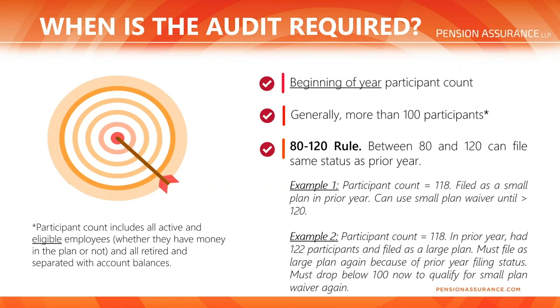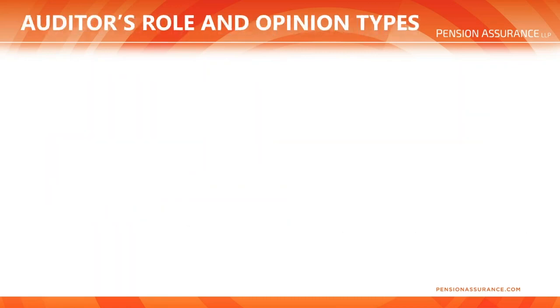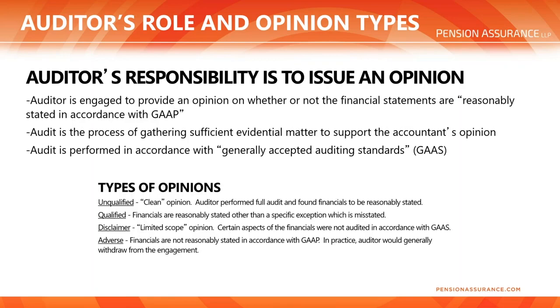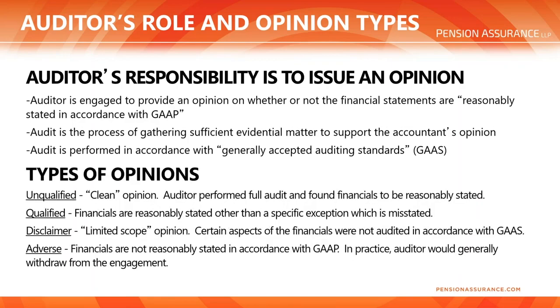In example 2 here, you've got a participant count of the same number, 118, but in the prior year they had 122 participants and filed as a large plan. So in year 2, when they have 118, just like in example 1, in this situation you actually do need an audit because they filed as a large plan in the prior year. I hope that makes sense. But again, I'm always available to answer questions if there's anything specific that is taking place with your plan.